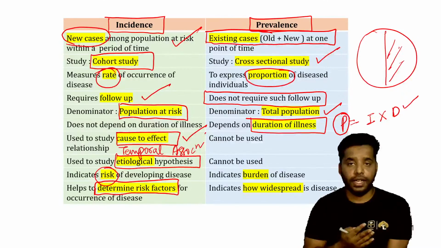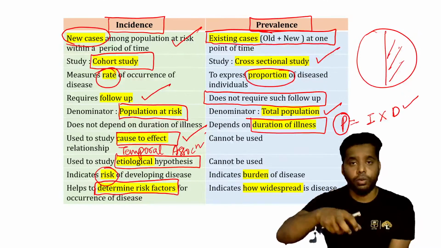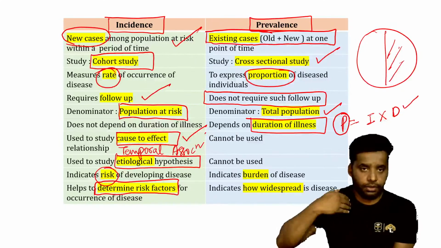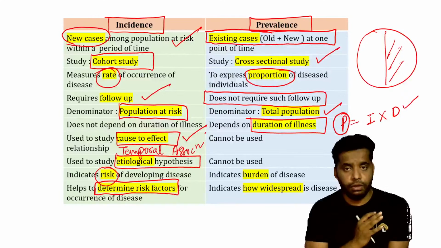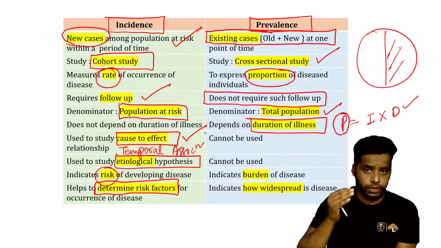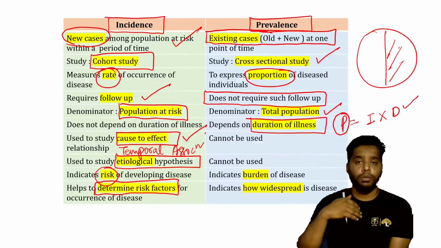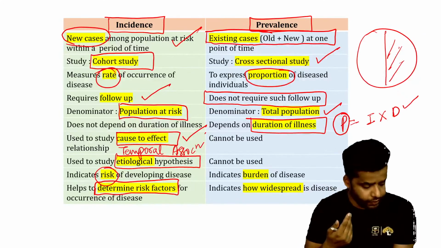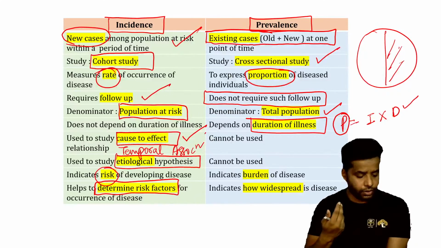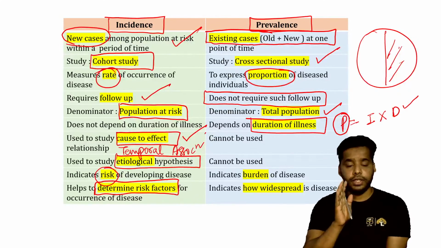Chronic disease, long-standing disease present, you'll be counting them in the cross-sectional study. Prevalence will be very high, but acute illness duration is short, you will not be counting them, so prevalence will be lesser. Prevalence will be more for chronic disease. If they ask whether prevalence depends on duration of illness, the answer is true statement.